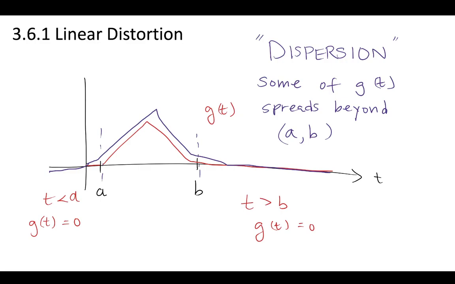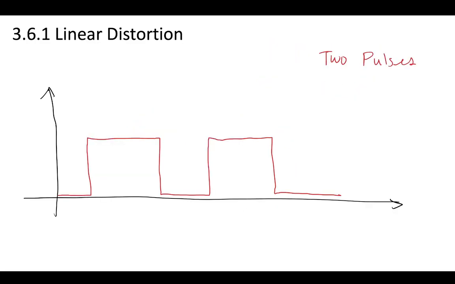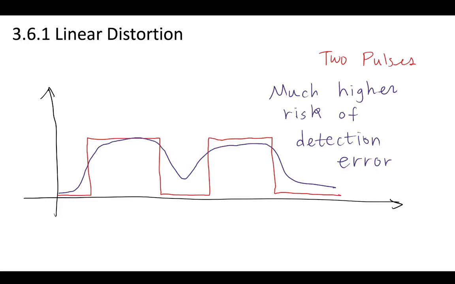This type of distortion can be particularly harmful if you're trying to send things like multiple pulses that you will later try to interpret. So if you had two pulses that were sent through a channel that caused dispersion, you might have a spreading out of these pulses to the point where they may start to mix together, and you may no longer be able to tell the difference between the two pulses at your receiver. This leads to a very high risk of detection error at your receiver.